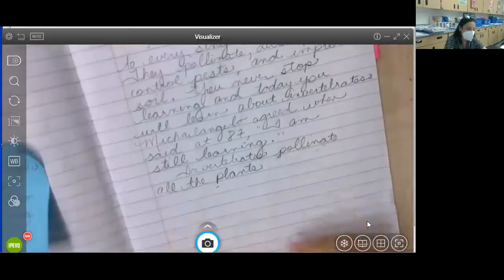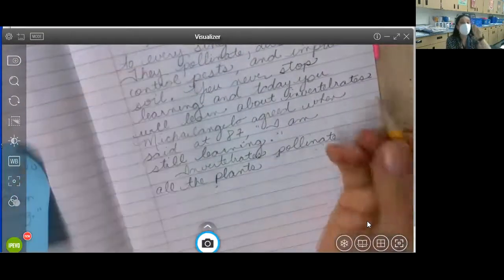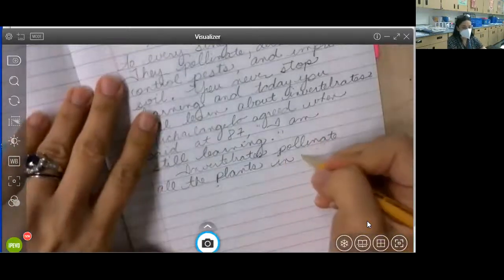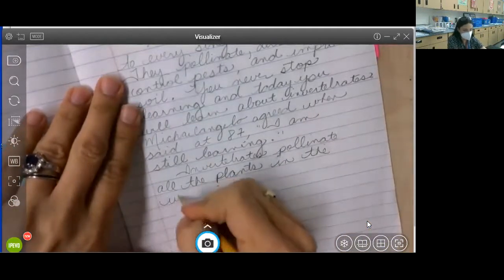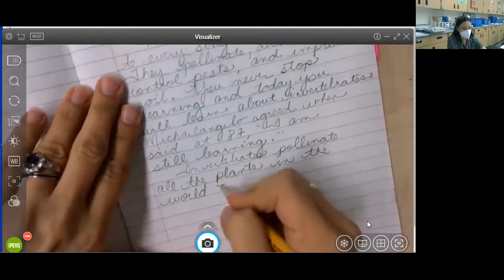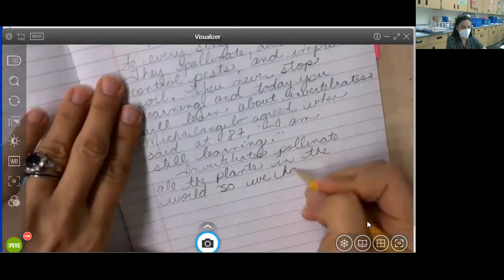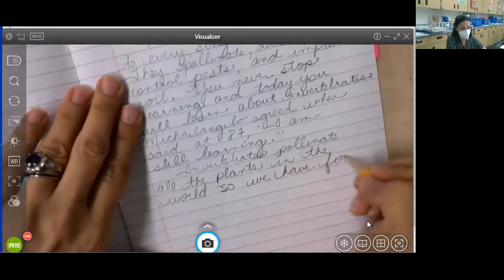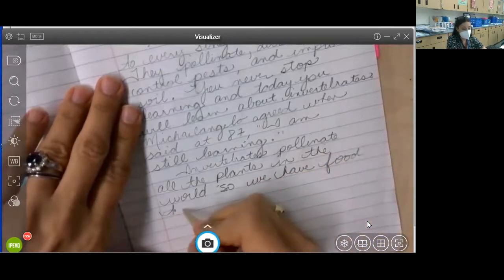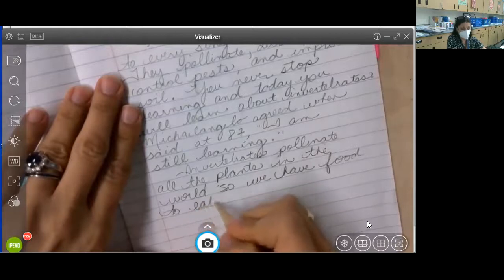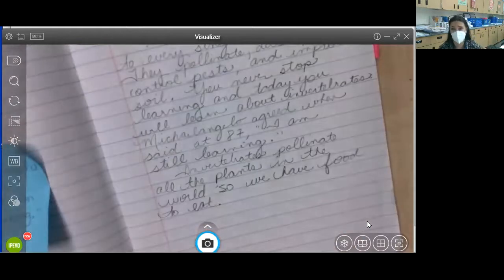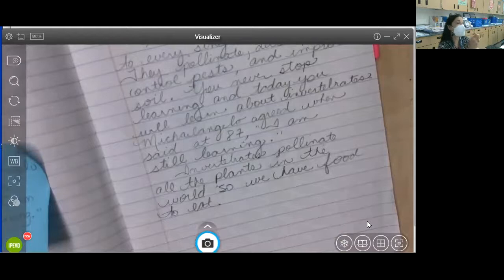Let me see this again. Invertebrates pollinate all the plants in the world. So here's my conjunction: so we have food to eat. Now, we cannot go around putting conjunctions in every single sentence in the whole world. You only put them where they make sense, but when they make sense, it's beautiful. Not gonna lie. Pretty beautiful.